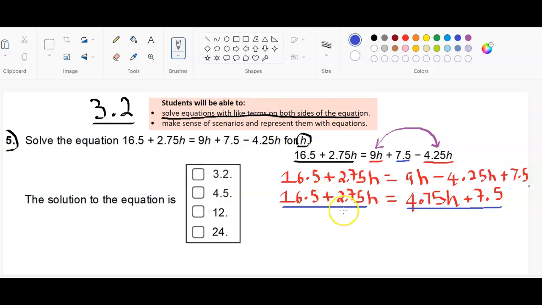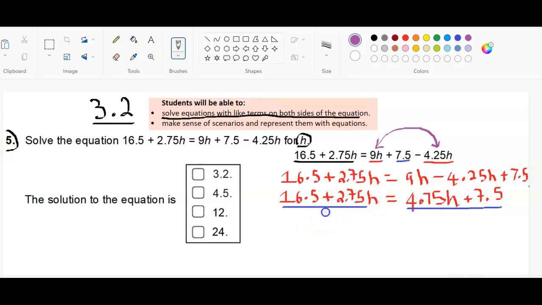So what do you guys think? Should I move the 4.75h over to the left, or should I move the 2.75h to the right? It's really up to you. But I like to deal with positive numbers better, so I'm going to go ahead and take away. So inverse operation, 16.5 plus 2.75h.